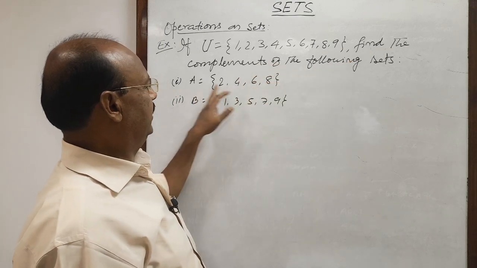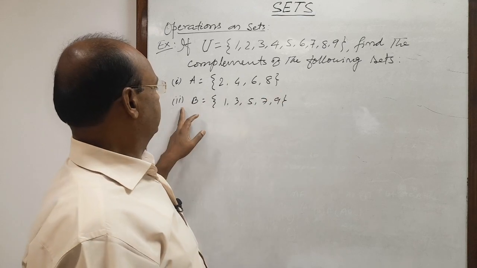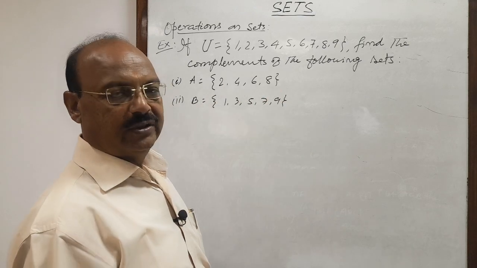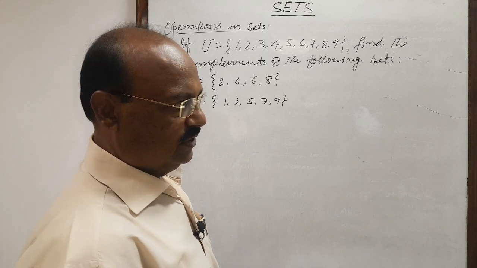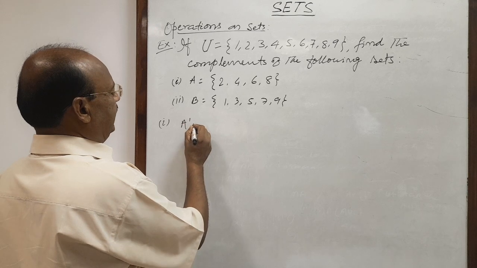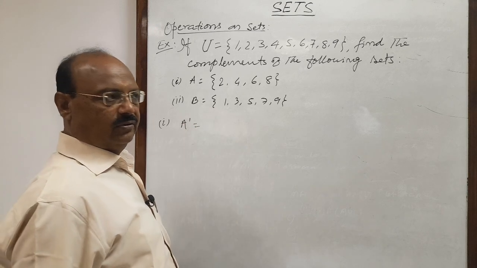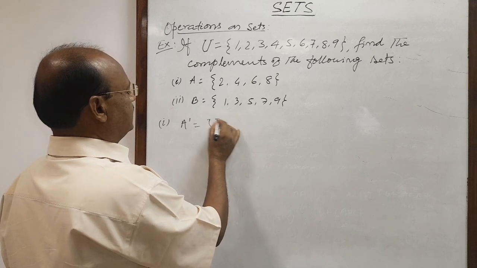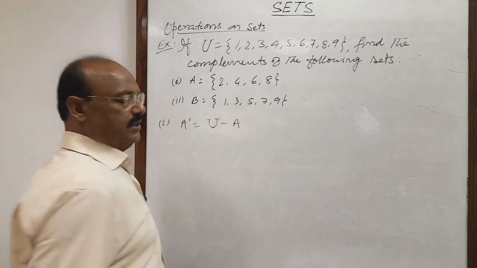Set A is given here as 2, 4, 6, 8, and set B is given as 1, 3, 5, 7, 9. So we have to find the complement of these sets. Let us see the first solution here. A complement is how much? We have already discussed in the previous video, this is equal to universal set minus set A.